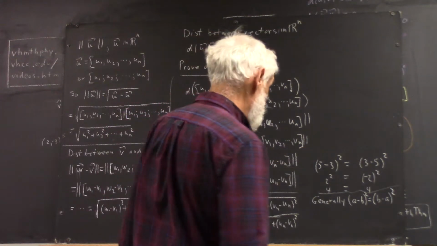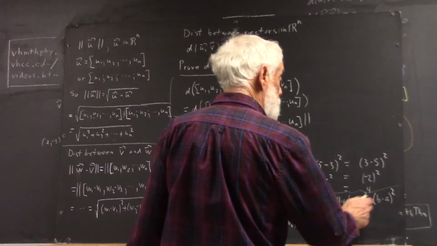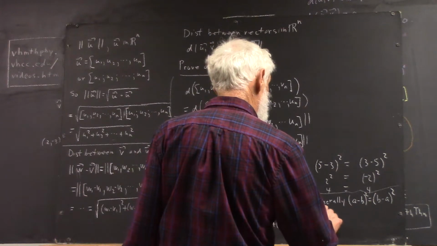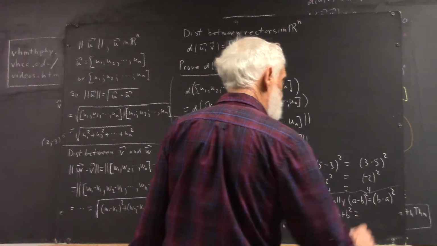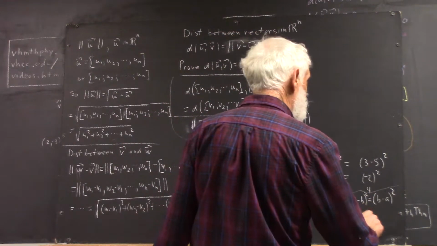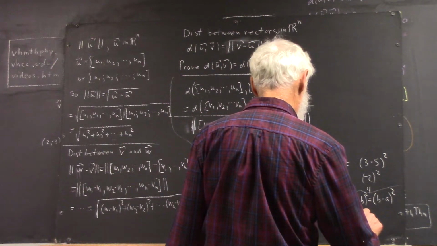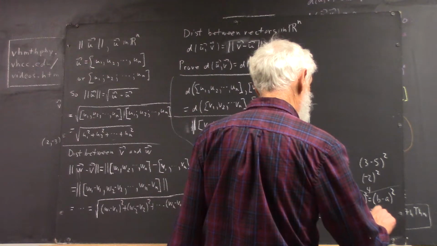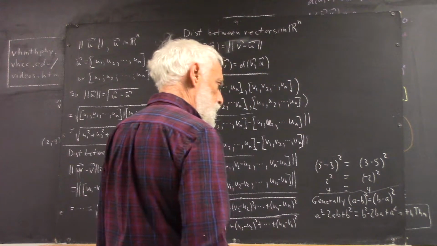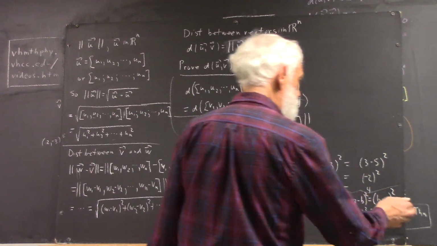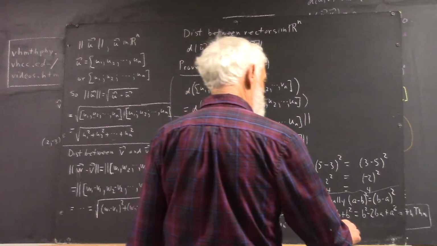Well, hopefully you've done that. I'm going to go ahead and do it. A minus B quantity squared is A squared minus 2AB plus B squared. B minus A squared is, well, let's see, it's B squared minus 2BA plus A squared. And now if we simply change our order, we see that they're identical.